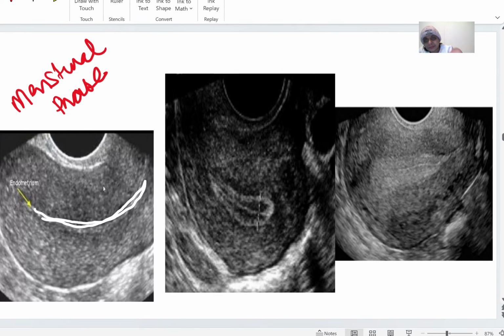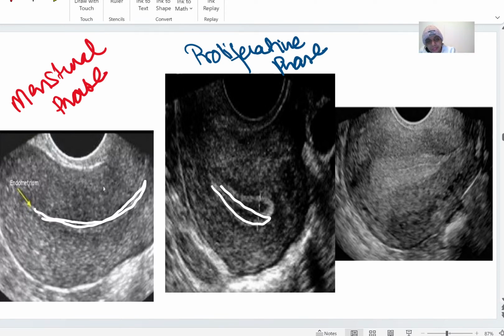What is this? This is in the proliferative phase. This will be asked to you in the exam. Triple layer endometrium in the proliferative phase.